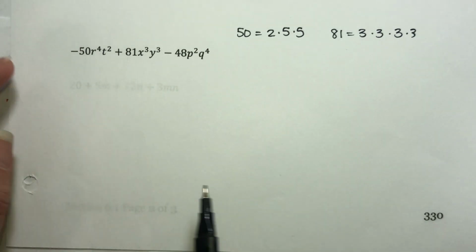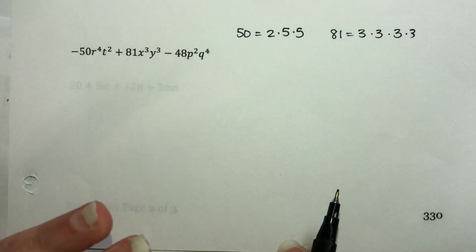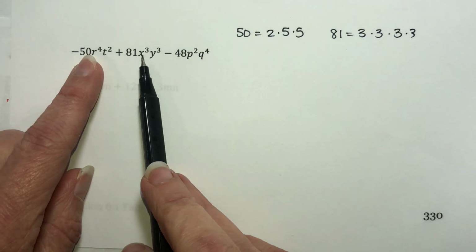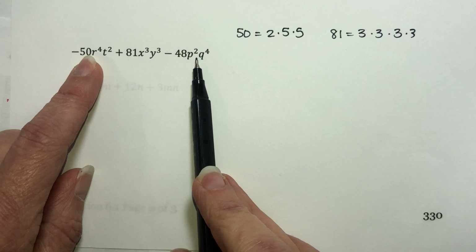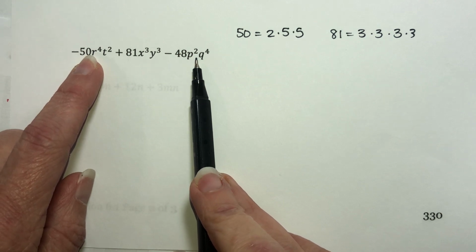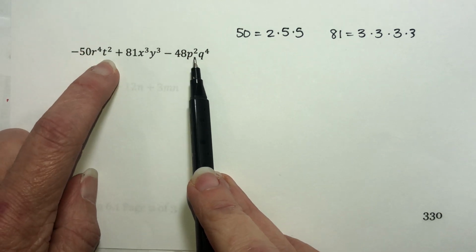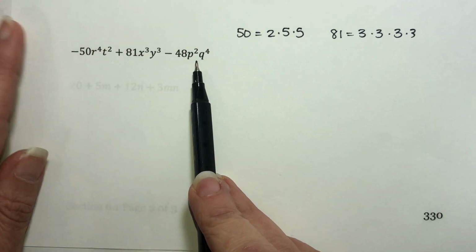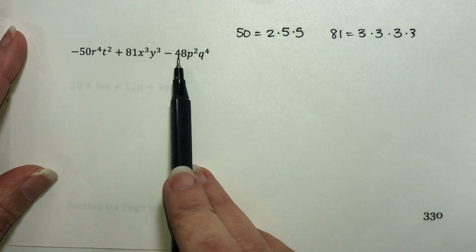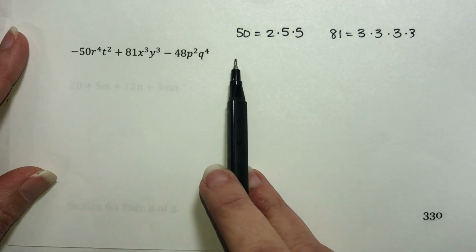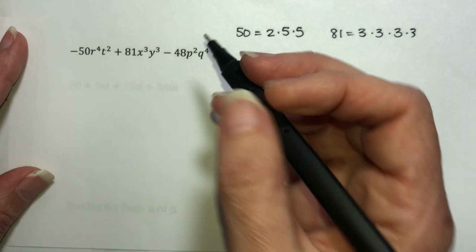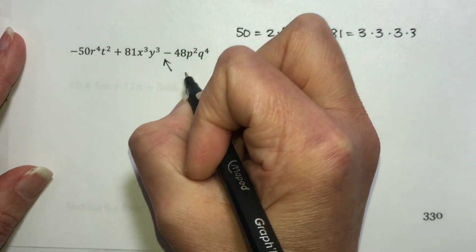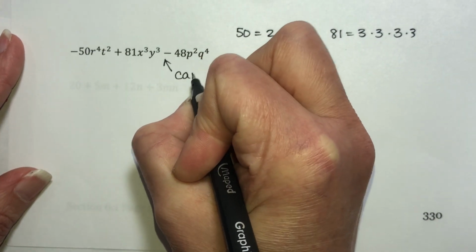Let's check out the variables. I would have to have the same variable in all three of them. Just start here. Here I have an R. There's no R here, no R here. Okay, so no R. The T, there's no T here, there's no T here. So not only is there nothing I can factor out of the numbers, I don't have a variable that appears in all of them. Okay, in this section, they say it cannot be factored.